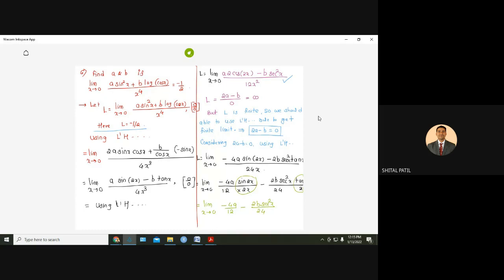L is finite, that we know, but in this way we are getting L equal to infinity, right? So why are we getting L equal to infinity? Since we are not able to use L'Hospital's rule. And why are we not able to use L'Hospital's rule? Since we have 2a minus b in the numerator. Instead of that, what is required? 0. That is what is written in the square.